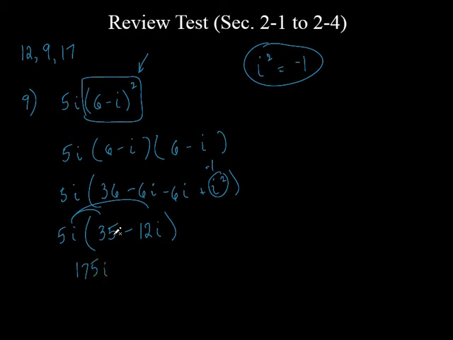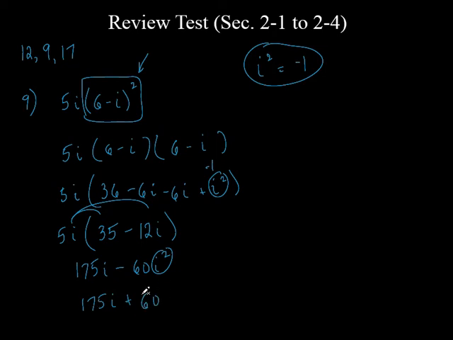I forgot something. Okay, here we go. Minus what? 5i times 12i, which is 60i squared. That would be a positive 60, because i squared is negative 1. Minus a negative 1 is the same as positive. So it's 175i plus 60.